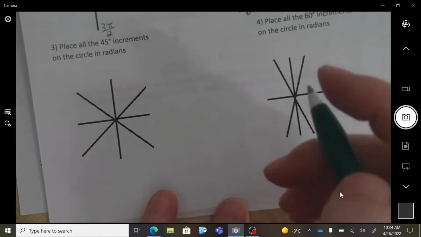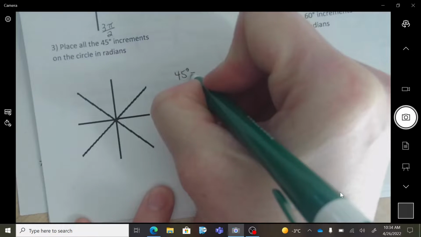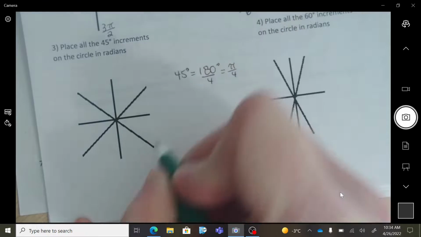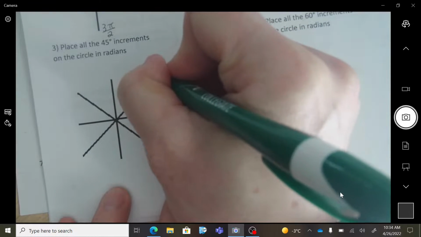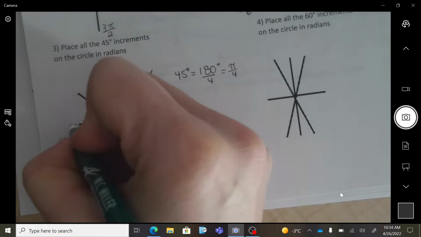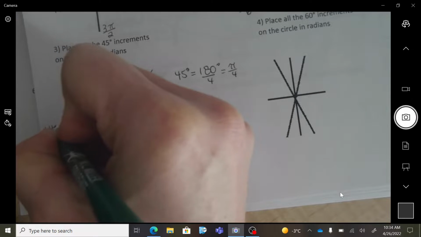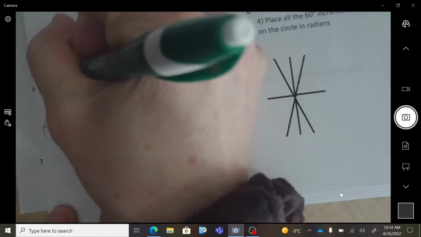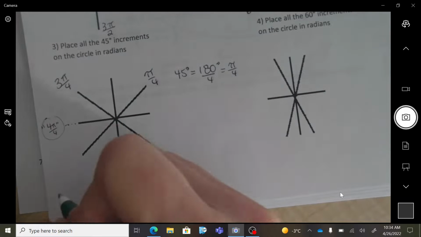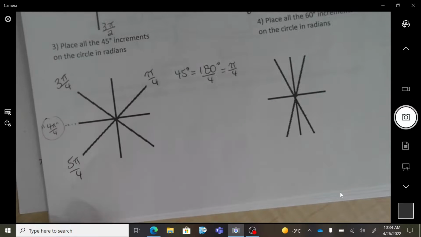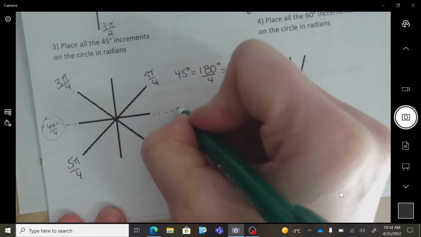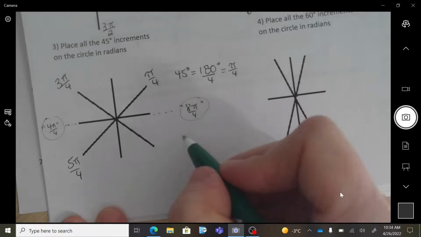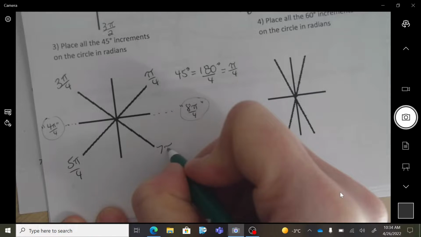The 45-degree increments, so 45 degrees is 180 divided by 4. In other words, pi over 4. So this is pi over 4. In my head, this is 4 pi over 4. So now this is 3 pi over 4, and this is 5 pi over 4. And in my head, this will be 8 pi over 4 because of the 2 pi. So therefore, this is 7 pi over 4.